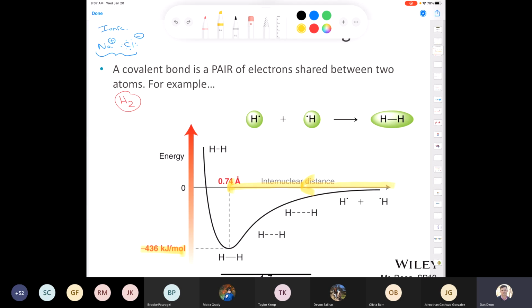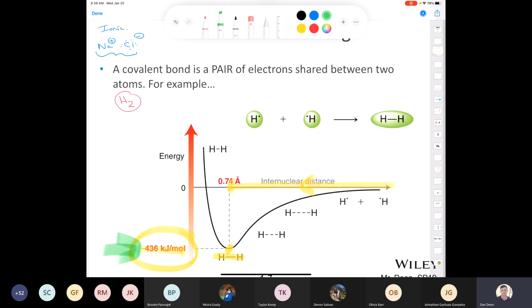This is the most stable distance between those two atoms. At this point right here, the attraction is maximized and the repulsion is minimized. So not only does it define the bond length, but it also defines the bond strength. If we want to take H2 and separate those two hydrogen atoms, we have to put in how much energy? We have to put in 436 kilojoules per mole in order to break apart H2. So that's the bond energy.